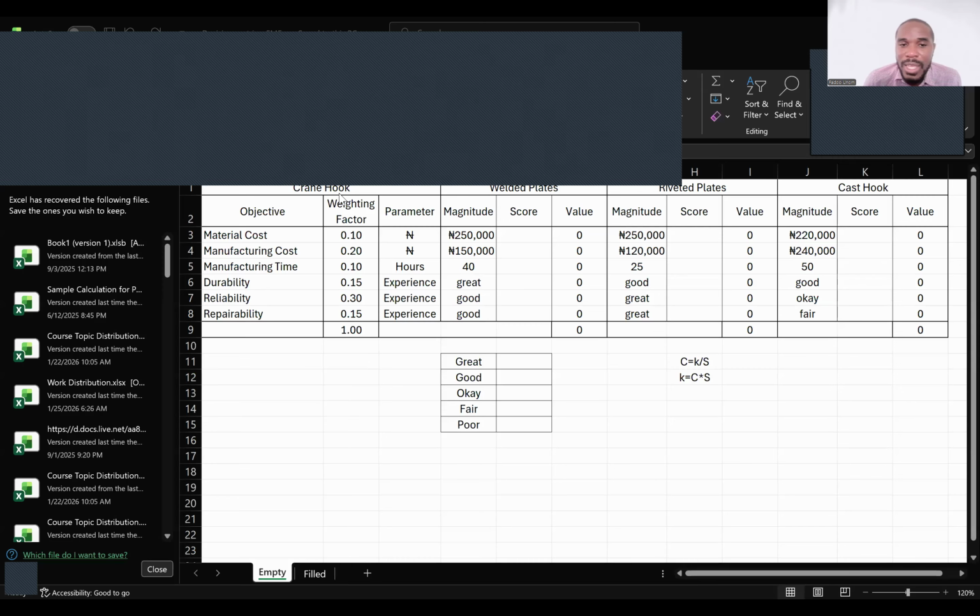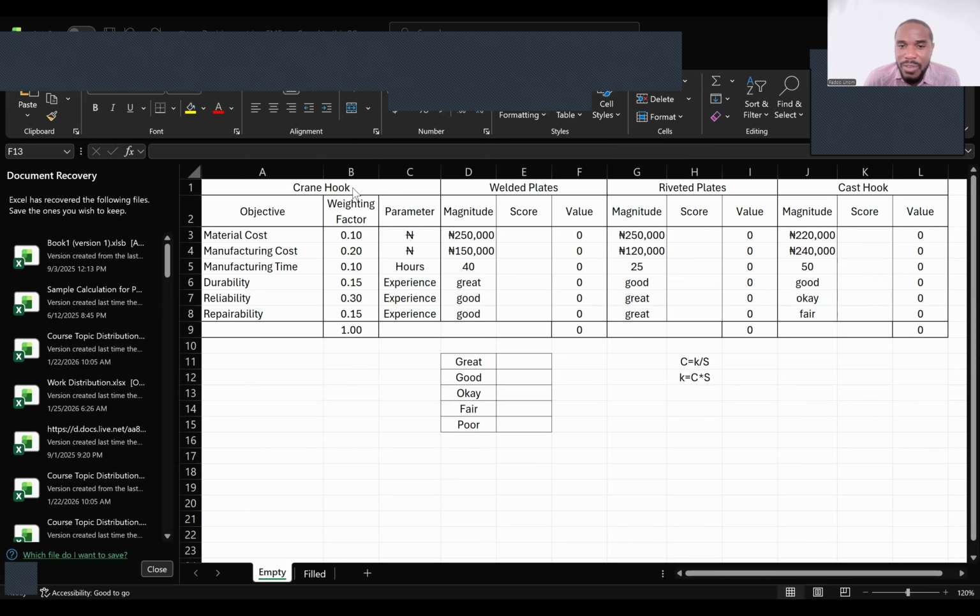So let me quickly share my, where's the Excel sheet? Okay. So you see that they want to make a crane hook. Can you see my screen, everybody? Yes, sir.